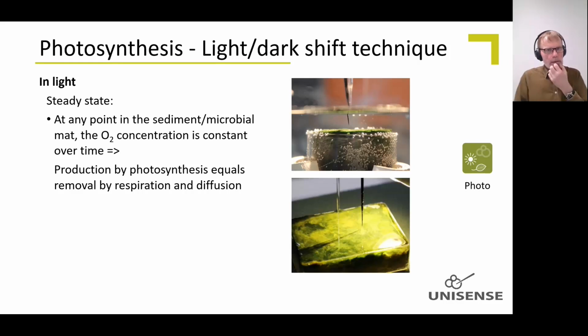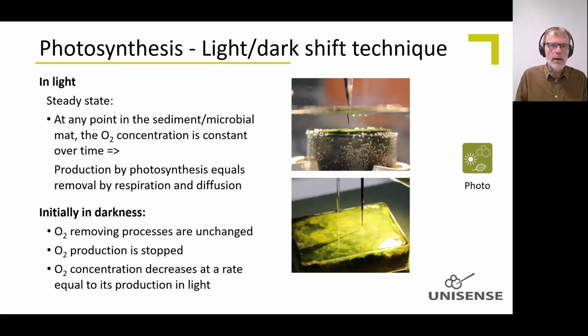So as I mentioned, photosynthesis can also be measured in detail using the light dark shift technique. The principle here is that you have a microbial mat. It has to be a dense microbial community like this. Anywhere in this sediment or microbial mat, oxygen concentration will be constant over time if you have steady state. And when the concentration is constant, that means that all the oxygen produced by photosynthesis must be removed. That's removed by respiration and by diffusion away from the site.